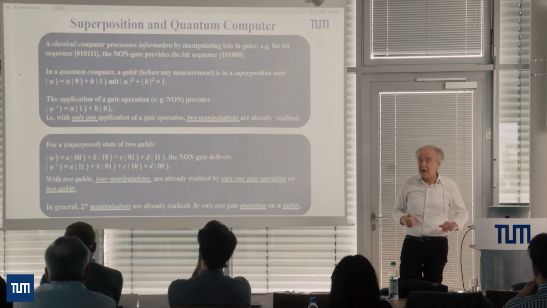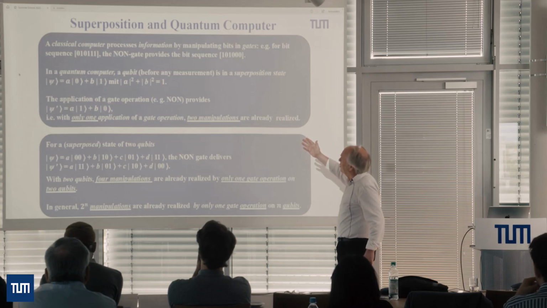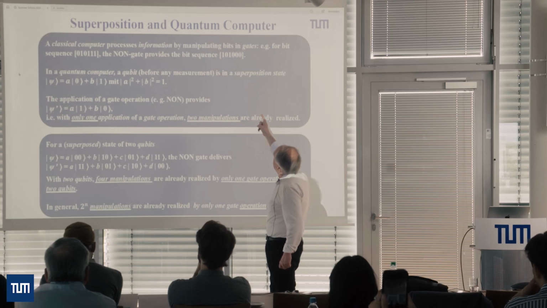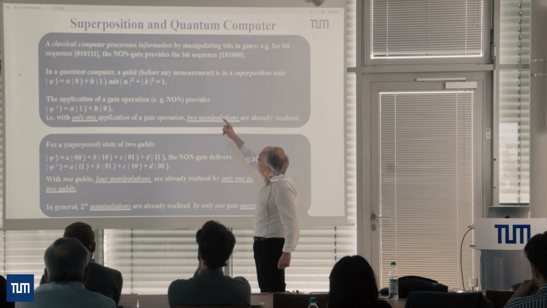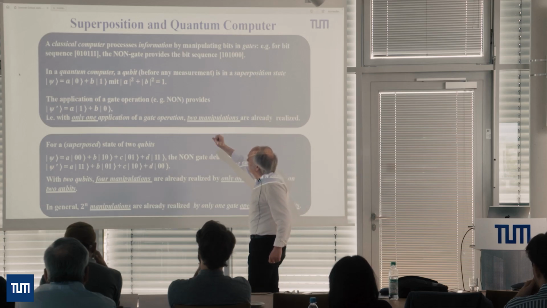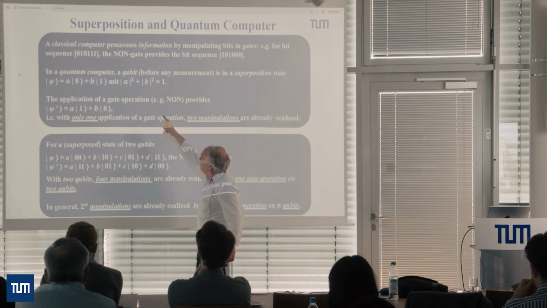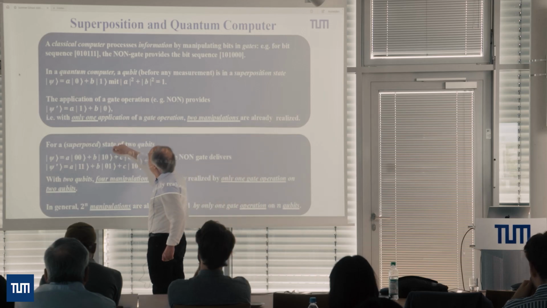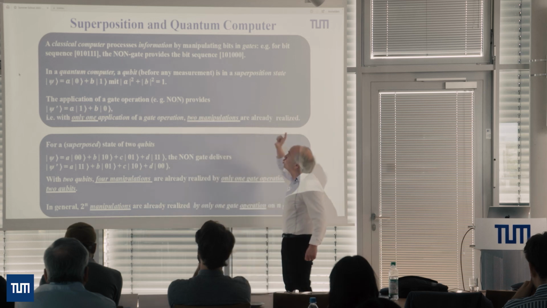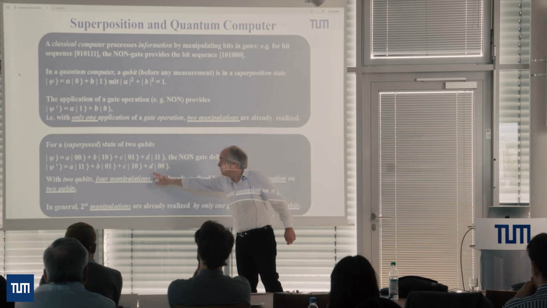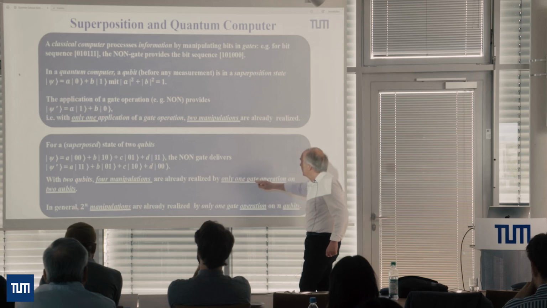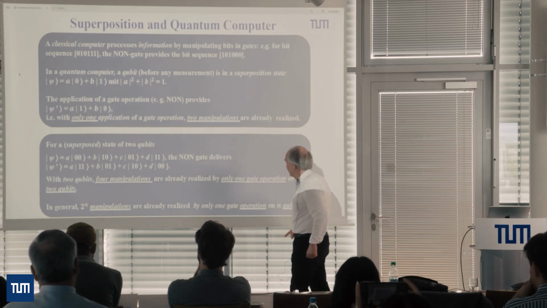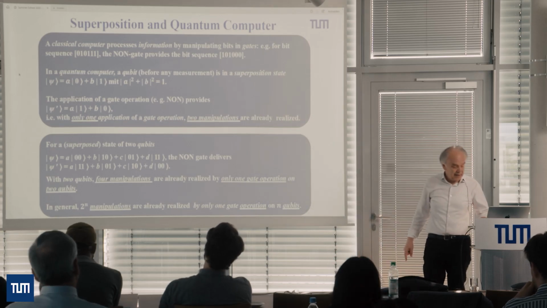Now, this is an illustration of the possibilities of superposition. In the classical computer, there in the first line, by manipulating bits in gates, you can realize the application of a classical NOT gate to this sequence of bits. But then in the quantum gate, it is in the superposition state, which I mentioned before. The application of the gate operation, the NOT gate, provides psi stroke. That means with only one application of a gate operation, two manipulations are already realized. And in 2 qubits, 4 manipulations are already realized by only one gate operation on 2 bits. And in general, 2 to the n manipulations are already realized by only one gate operation on n qubits.